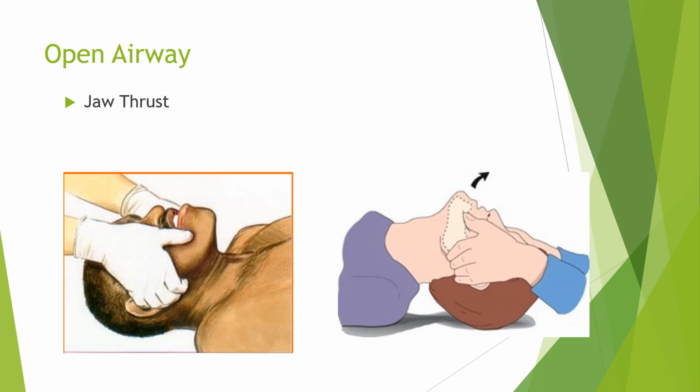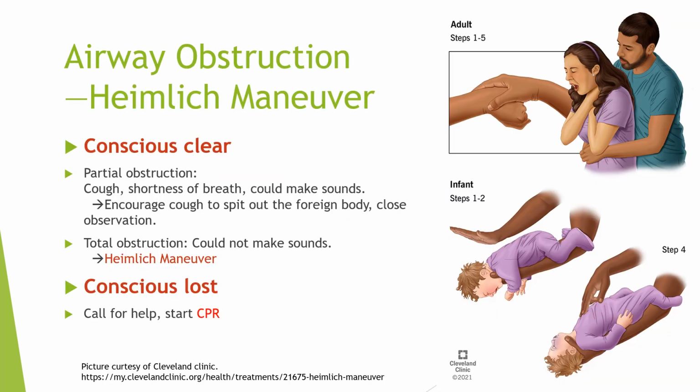The other way to open the airway is the jaw thrust. Jaw thrust will use your hands: put both your palms on the maxillary area of the patient and use your fingers to lift the mandible. During this maneuver, it will also help with the patient's obstructed airway, but the cervical spine is less moved.